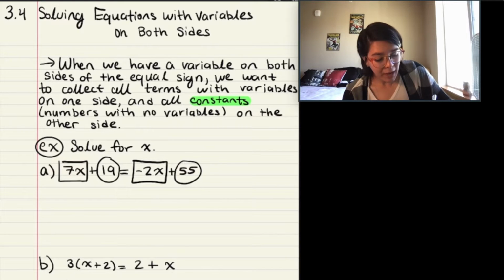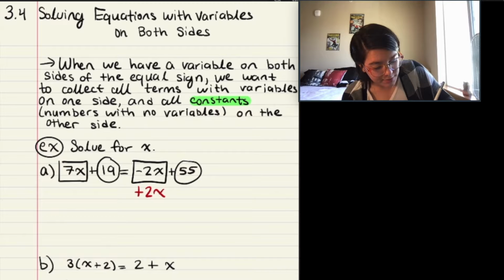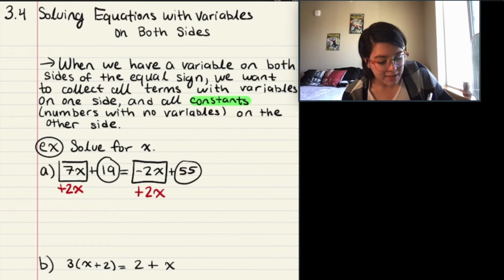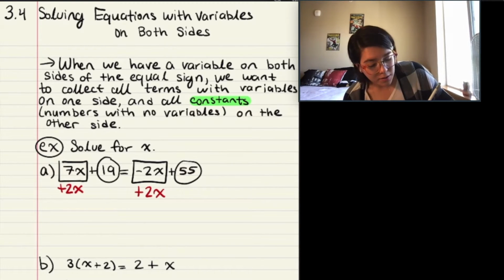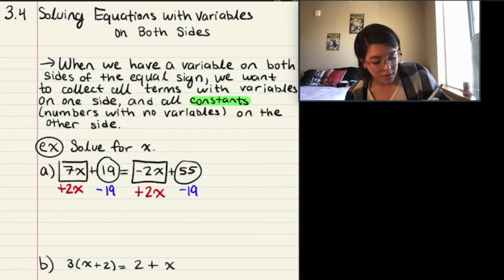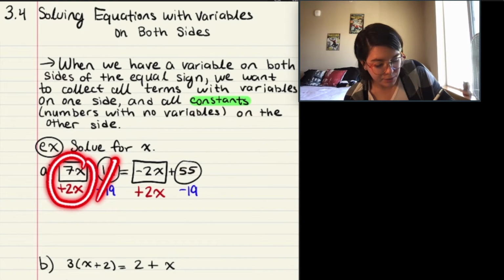I want my x's to go on the left, so that means I'm going to need to cancel my x's on the right. To cancel a minus 2x, I'll have to add 2x. And what I do to one side, I do to the other. Now, since I canceled my variables on the right, that means I want my constants on the right. So I'm going to move my 19 to the right side. On the left, our 19s cancel, and we're just left with 7x plus 2x.